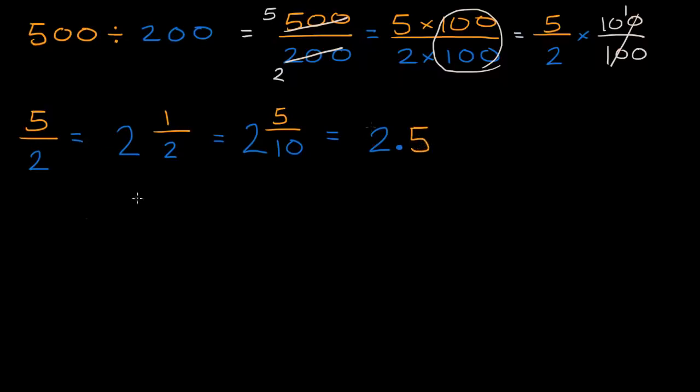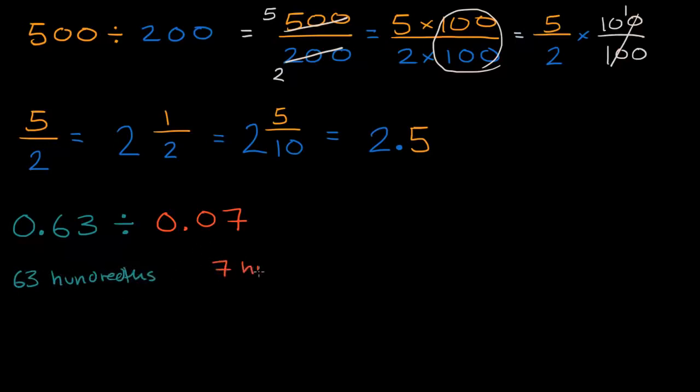Let's do another example. Let's say we wanted to figure out what 0.63 divided by 0.07 is. Pause this video and see if you can come up with a strategy for doing this. Well, there's multiple ways to tackle it. One way is to think about both of them in terms of hundredths. So for example, this is 63 hundredths, and this right over here is 7 hundredths.